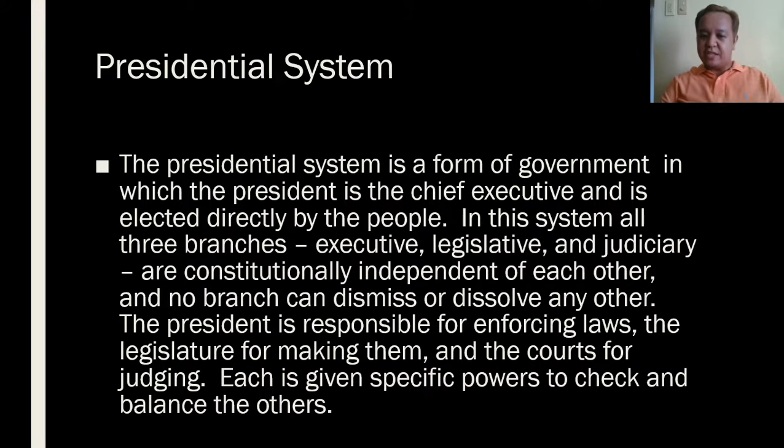The president is responsible for enforcing laws, the legislature for making them, and the courts for judging. Each is given specific powers to check and balance the other.